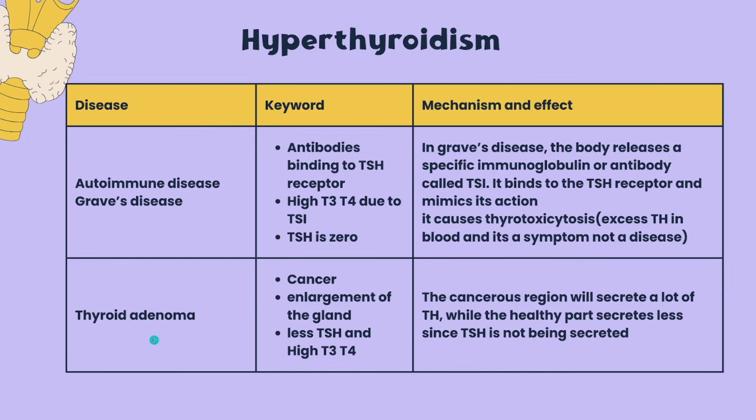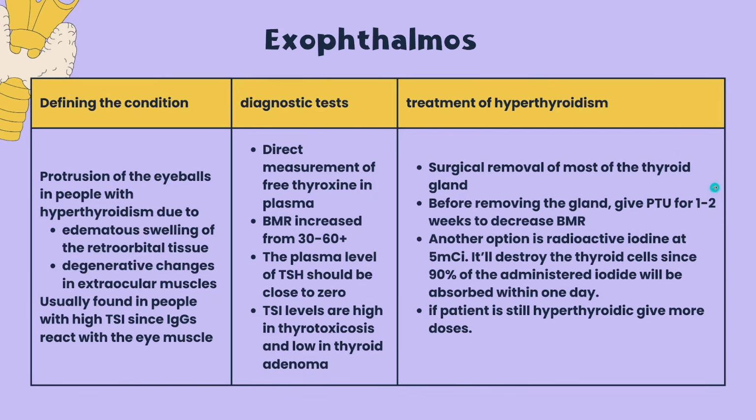Here we have thyroid adenoma. It is basically a tumor in the thyroid gland. It does not involve TSI. It will cause enlargement of the gland and will have less TSH and high T3, T4. The cancerous region will keep secreting the thyroid hormone while the healthy part secretes less due to less TSH. One of the things that Graves' disease causes is thyrotoxicosis, which is just excess thyroid hormone in the blood. It's a symptom, not a disease.